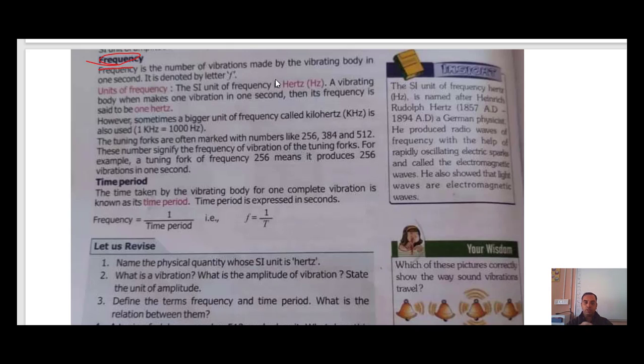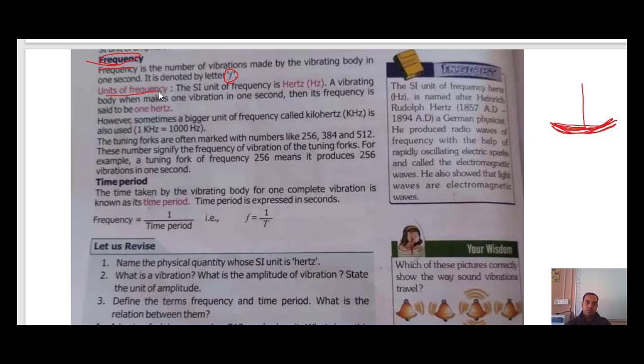called frequency. Like for 1 second, the pendulum is moving like this and coming back. Again it will move like this and come back. So this happens in 1 second. So this is one oscillation, this is the second oscillation. So from its mean position, how many times it is moving, how many times it is completing its motion, that is called frequency. Okay. It is denoted by the letter f, small letter.